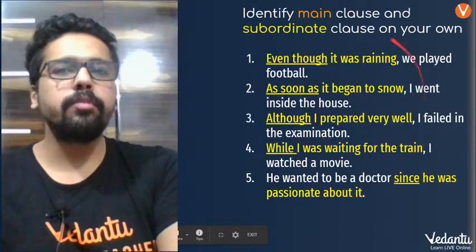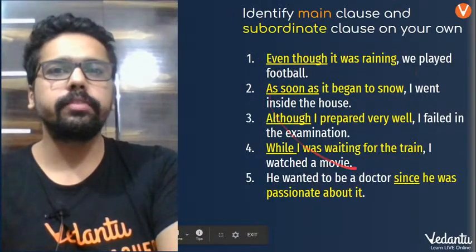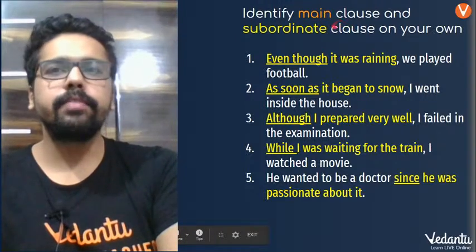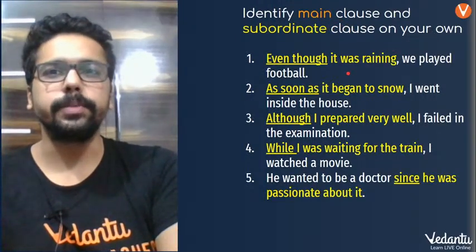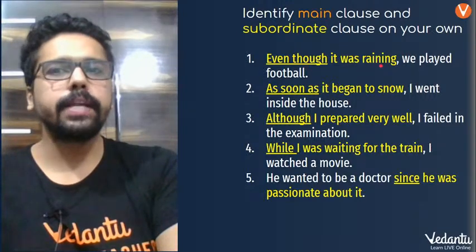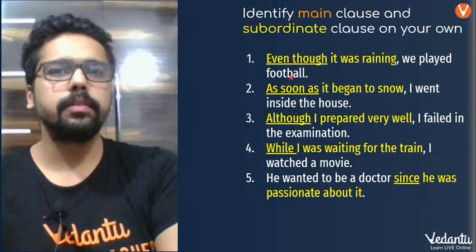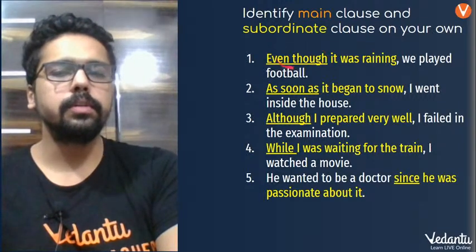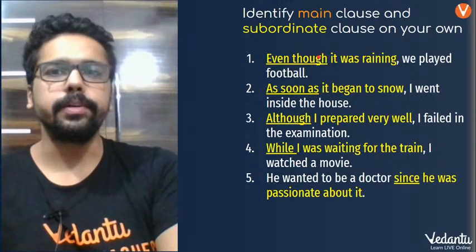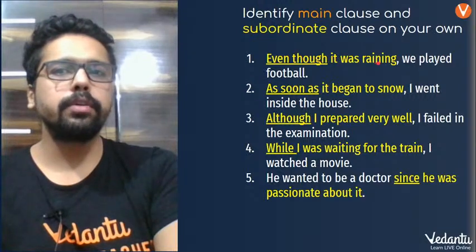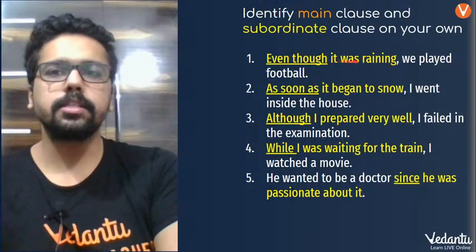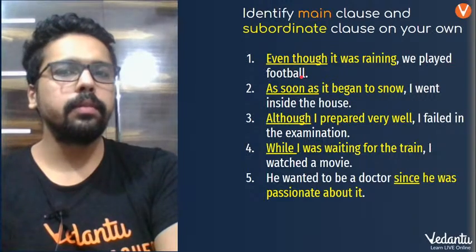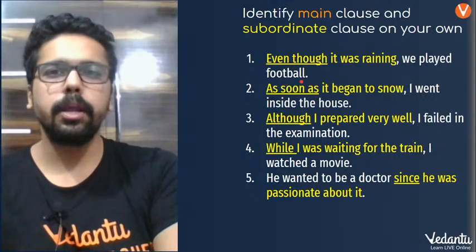Before we end the session, we will quickly discuss 5 examples of how we can identify the main clause and subordinate clause. Let's do it on our own. Look at this here. Even though it was raining, we played football. The subordinator over here is underlined. That is even though. So even though it was raining, the part in yellow, is the subordinate clause. We played football, the part in white, is the main clause.